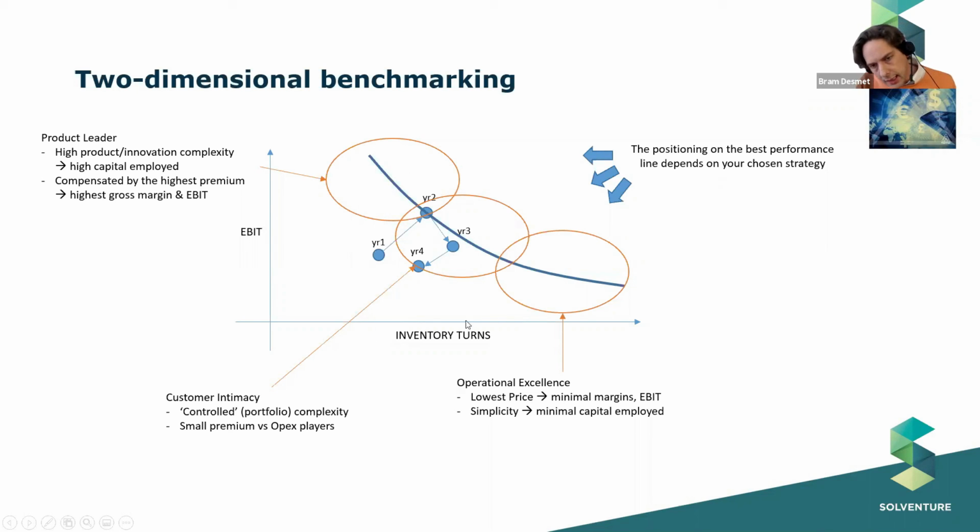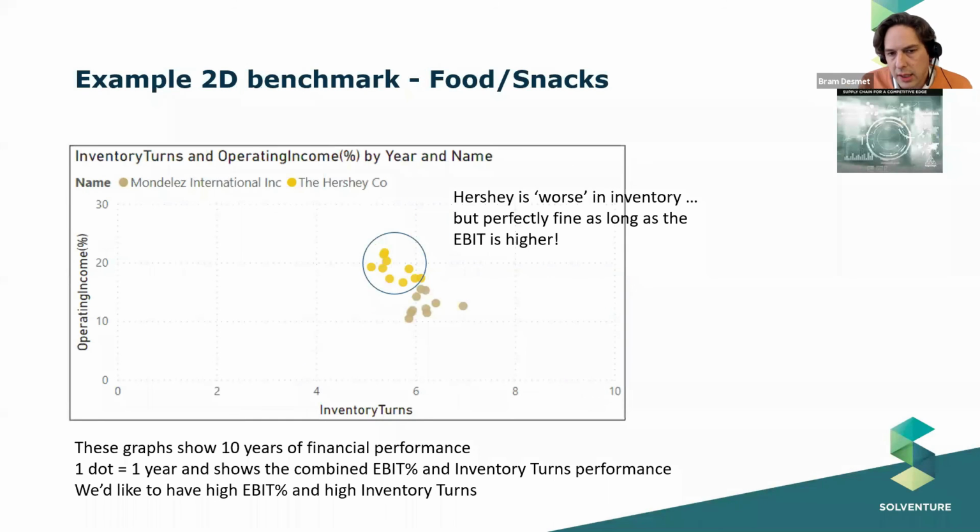And at the other end of the spectrum is the operational excellence player. If I go for lowest price, I want to minimize the complexity. I want to minimize the risk. That will basically make me very efficient from an inventory perspective. But on the other hand, I will also have relatively low margins. Why? I don't have a lot of differentiation capabilities, so I won't be able to drive a premium from my customer. And we apply that to real life cases.